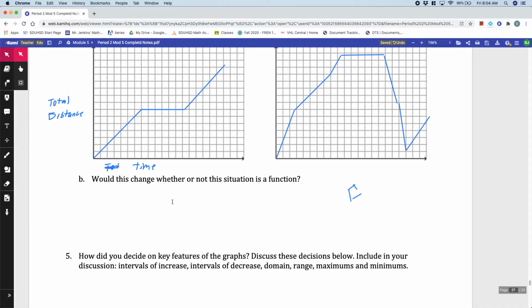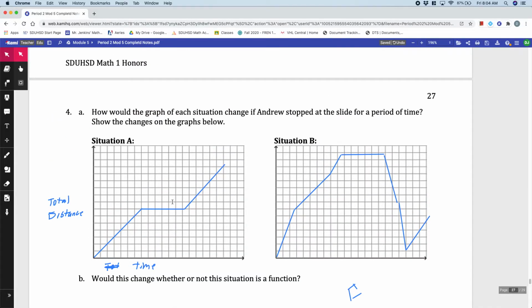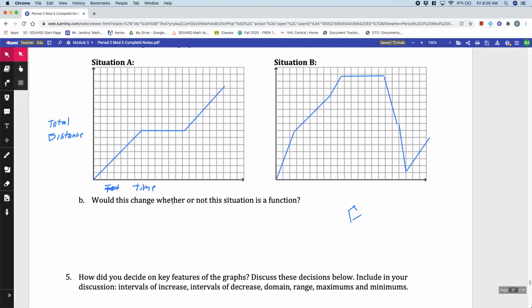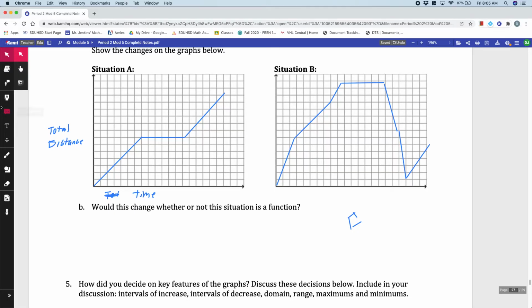So how would this change the direction, the intercept, the function inside the period, and show changes on the graph? Okay, we did that. And let's not forget this. This would be time. And this is distance from entrance.